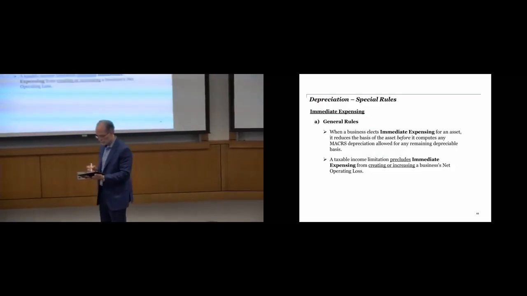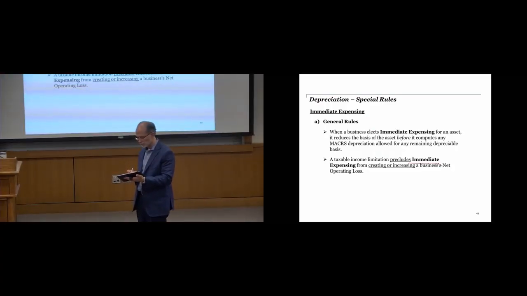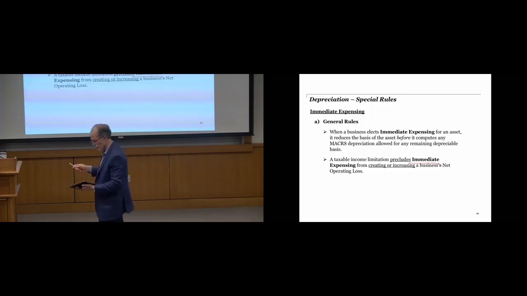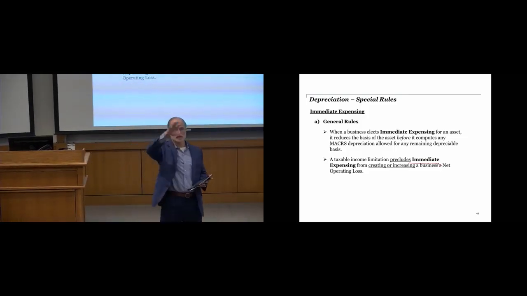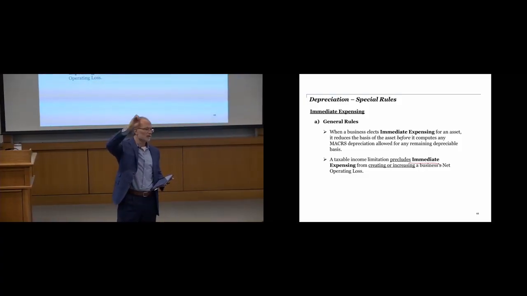2020. A taxable income limitation precludes immediate expensing from creating or increasing a business's net operating loss. So if I'm already losing money operationally, if I have more expenses than I do income, if I'm running a loss, I cannot do immediate expensing to make the loss bigger. That's in the rules.